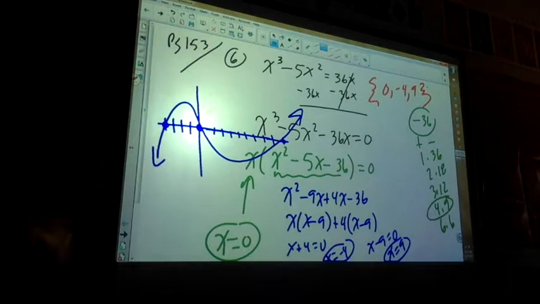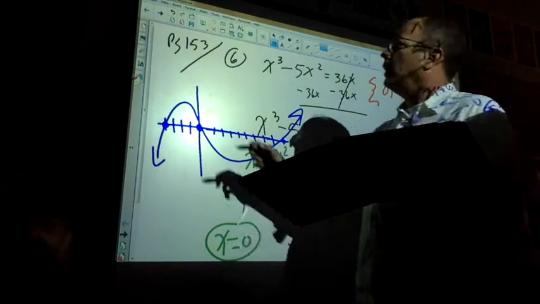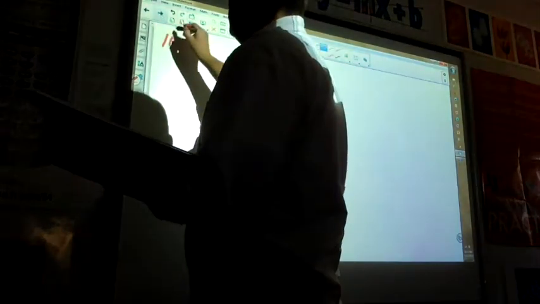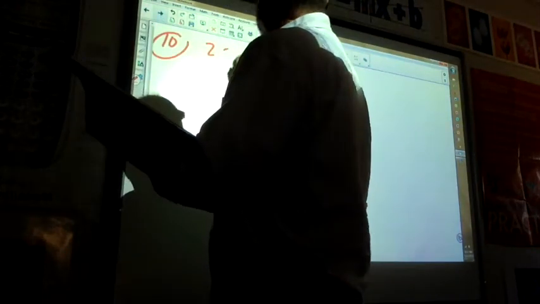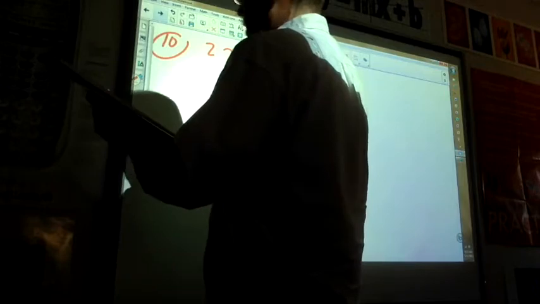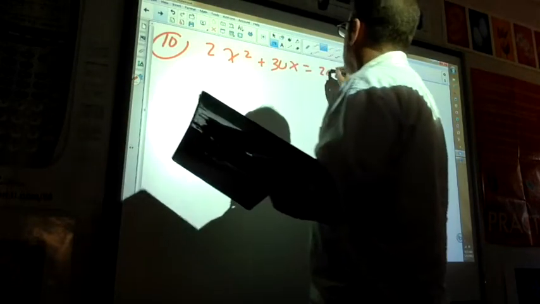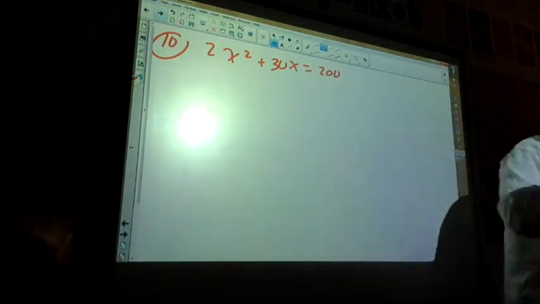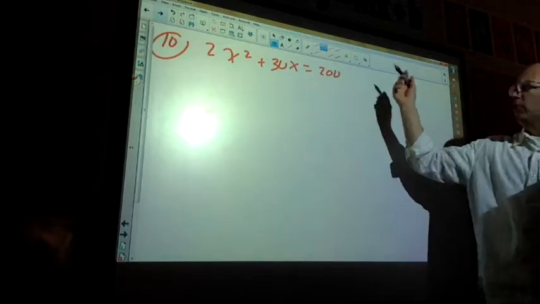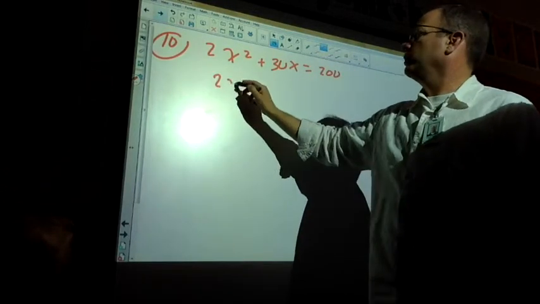Okay, let's flip the page, 154. What questions you might have there? Number 10, we have 2x squared plus 30x equals 200. Okay. I need the 0 over here, so I'm going to subtract 200.